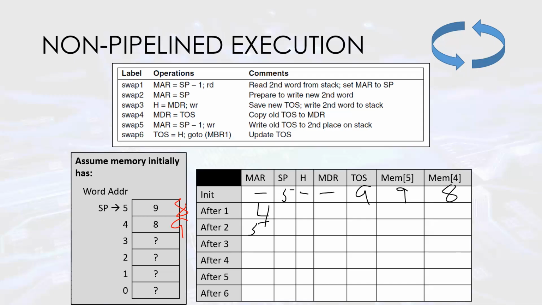Because all it's doing is looking at the read I did on whatever's in MAR, which was address 4. So I look at address 4, and that was holding an 8. So an 8 is going to come back into that MDR.